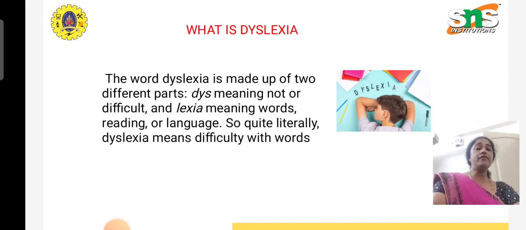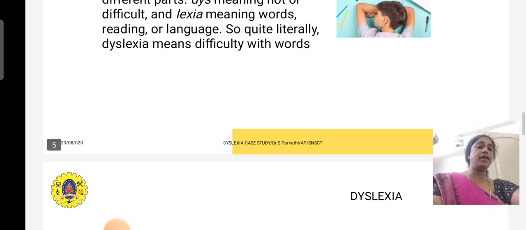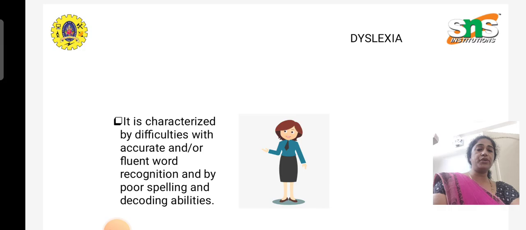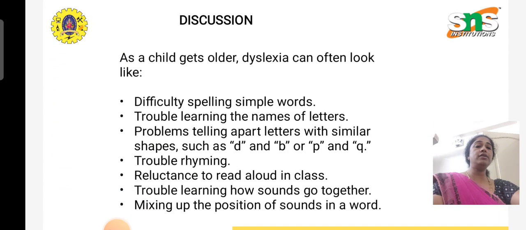Okay, the word dyslexia is made up of 2 different parts. Dys means not or difficult, and lexia means words, reading or language. So quite literally, dyslexia means difficulty with reading, spelling or words. It is characterized by difficulties in accurate and or fluent word recognition and by poor spelling or decoding abilities. Okay, so let's come to the discussion, the analyzing part.